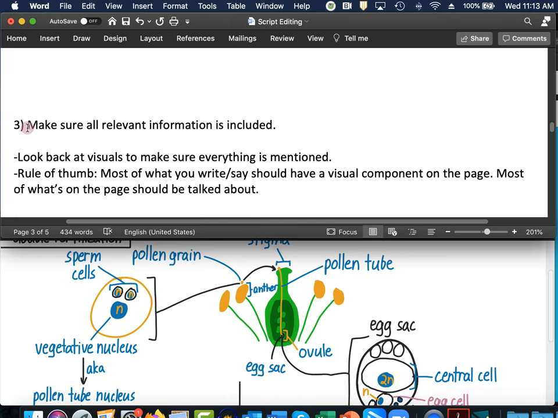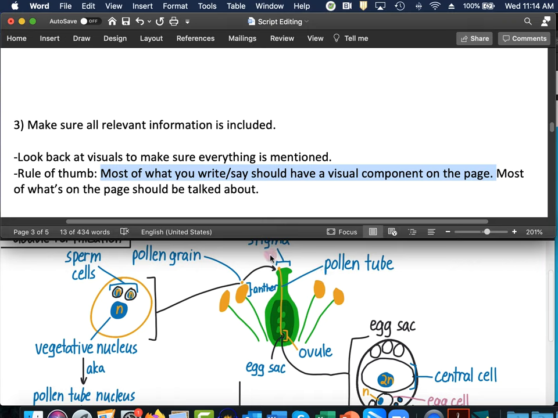Okay, next, make sure that all relevant information is included. And I don't have examples here, but just as a general tip, when you're done writing your script, look back at your visuals to make sure that everything on your visuals page is actually mentioned in your script. And just as a rule of thumb here, most of what you write or say should have a visual component on the page. If it doesn't, consider whether that thing is actually worth saying in the video. And if it is that important, then it should probably have some kind of visual component within the video.